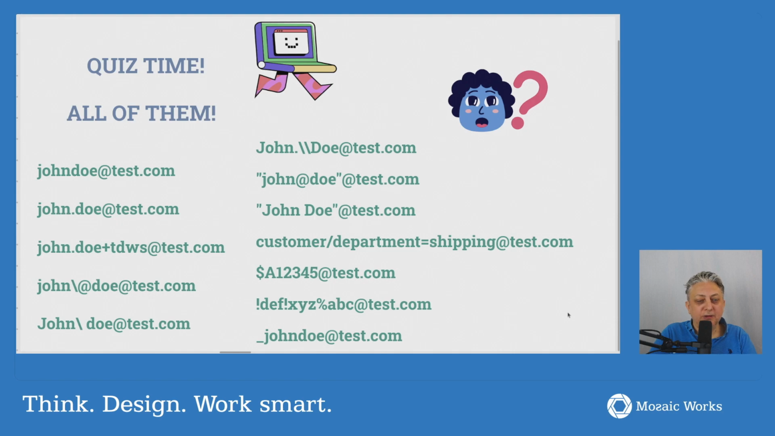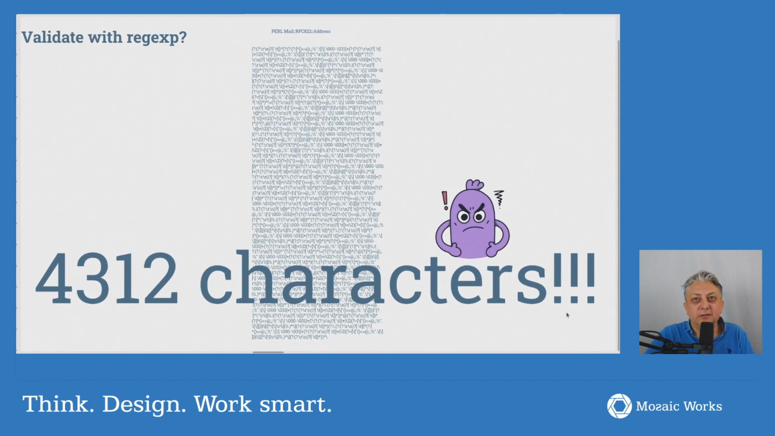So now the question is, how do you validate something like this? The format. And this doesn't take into account the domain names, which can be Unicode. So you could have a lot of different special characters in the domain name part. So all of these email addresses are valid. Then the next question is, how do you validate with a regular expression?